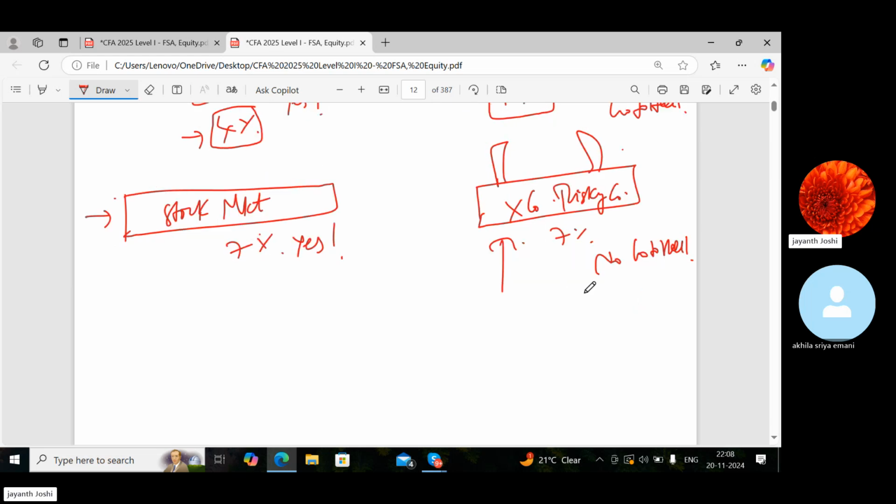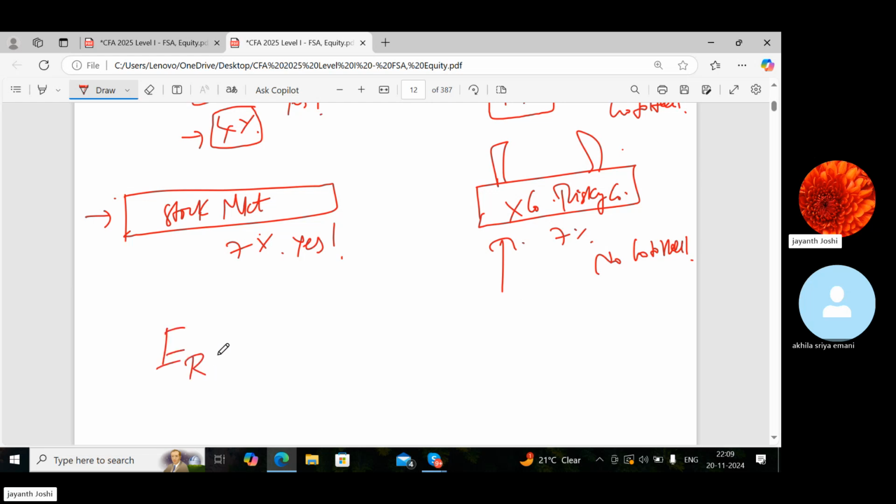The answer to such a question lies with the CAPM equation. The CAPM equation will give the answer to your question: how much returns you should be expecting from X company, which is a very risky company. Okay, so let's calculate that.